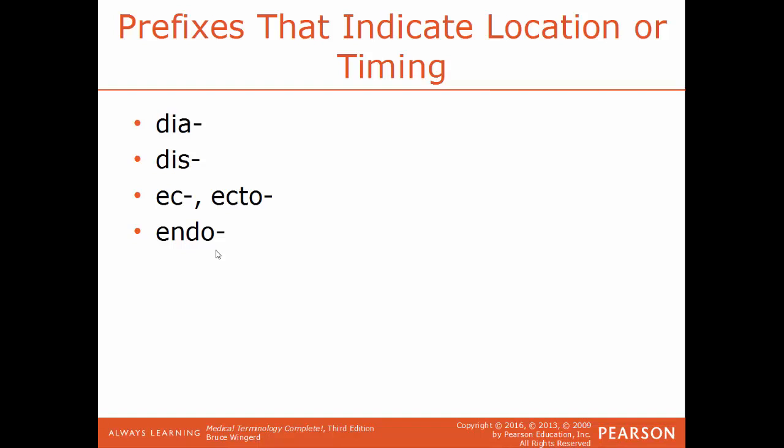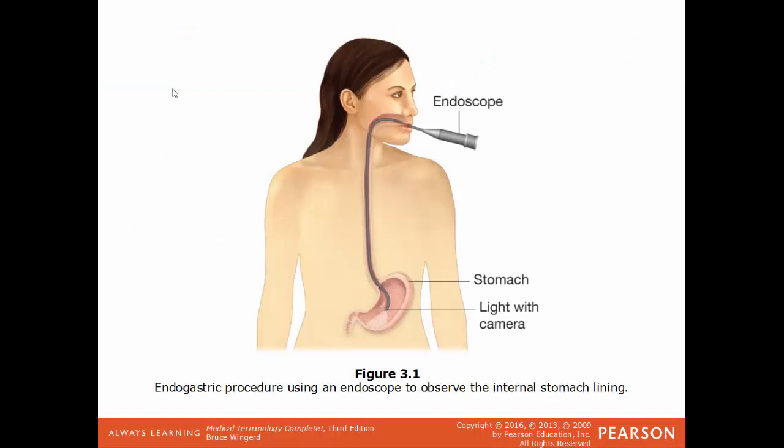EC or ecto both mean outside, and the opposite of that would be endo, which means inside. An example of that would be an endogastric procedure, where you use an endoscope. It's going inside the stomach. Endo means inside, gastric means the stomach, so inside the stomach.